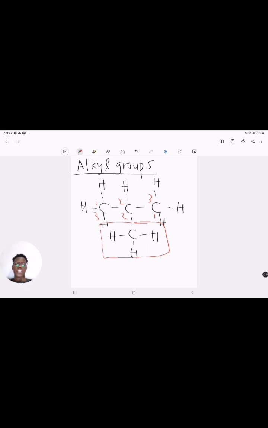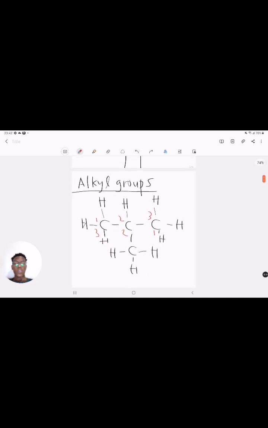What is attached to your parent chain? It is one carbon with 3 hydrogen atoms attached to it. That is your functional group. Now, this functional group is an alkyl group. We discussed that earlier on in the video. Your alkyl group consists of one carbon atom that has 3 hydrogen atoms attached to it.